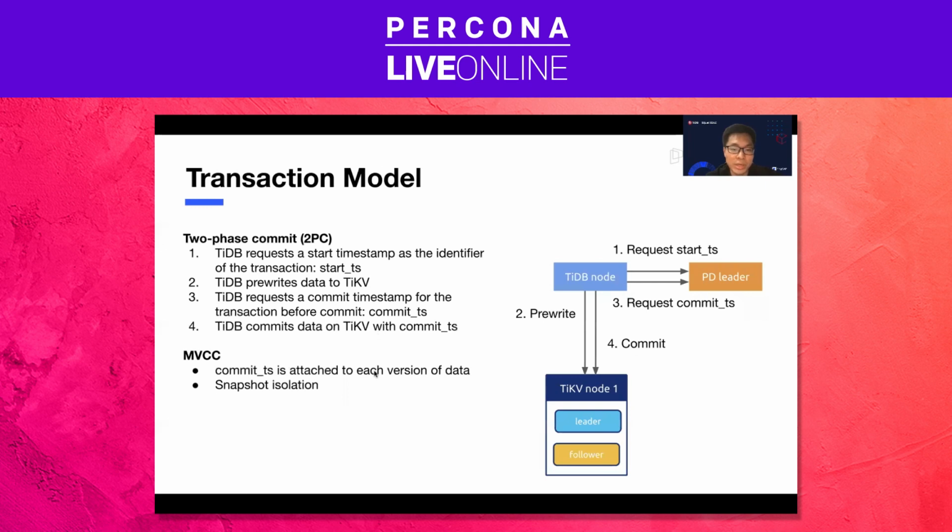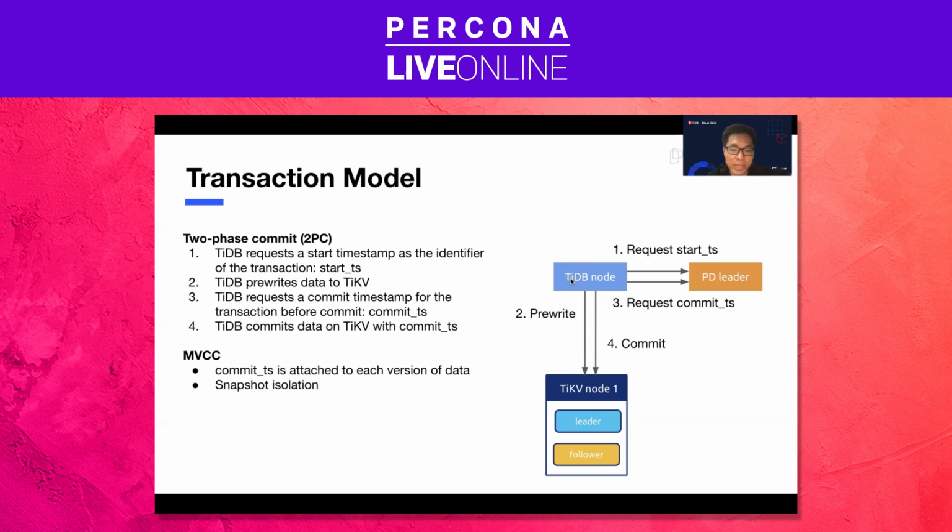Let me introduce the transactional model, which is quite typical for NewSQL databases. Since TiDB is a distributed database, it uses the two-phase commit algorithm to commit transactions. Firstly, TiDB requests a start timestamp from the PD leader, and the timestamp is taken as the identifier of this transaction. Let's call it start.ts.